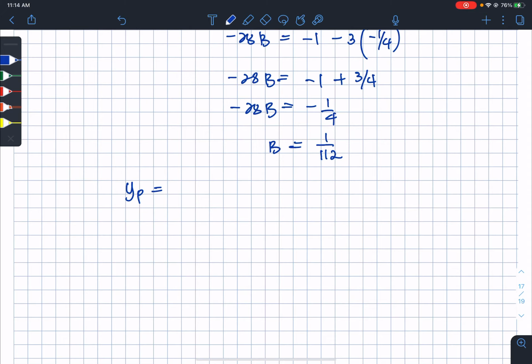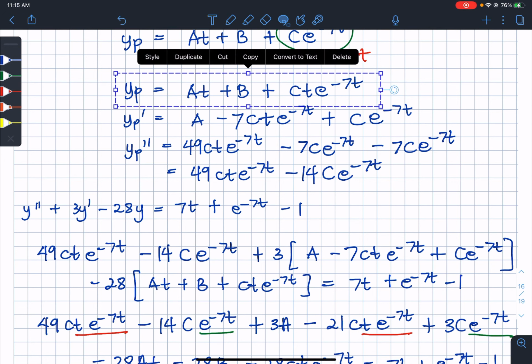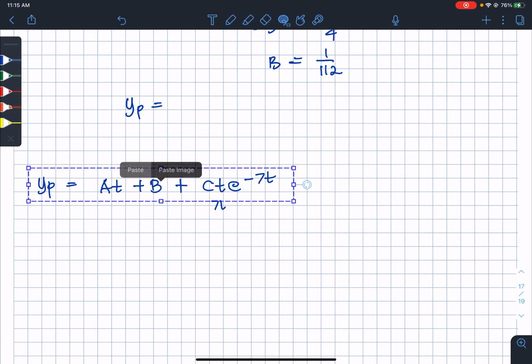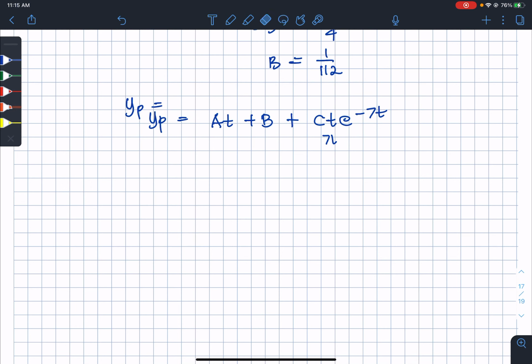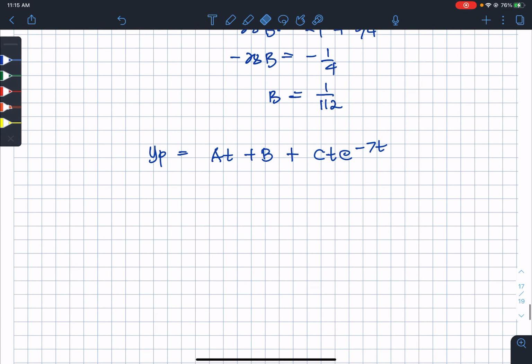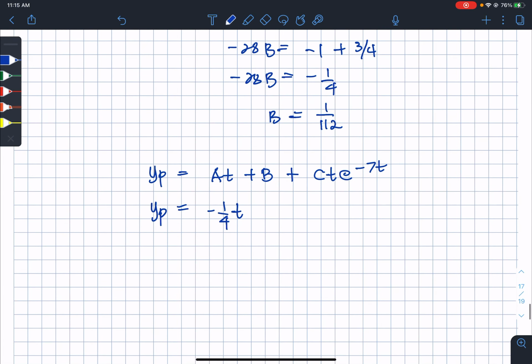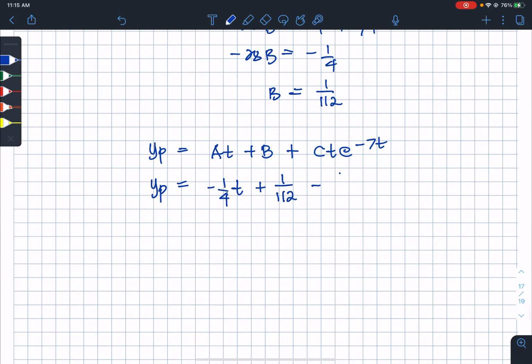Okay, so our yp then, let me write it. So yp therefore, our a is negative 1/4, so negative 1/4 t, where b is 1 over 112, and our c is negative 1 over 11, negative 1 over 11 t e raised to negative 7t.